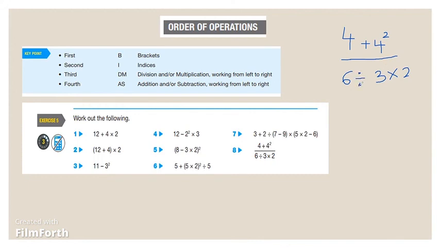So first of all, what is 4 squared? 4 squared means 4 into 4. So it's 16. So I can write 4 plus 4 squared, 4 times 4 is 16. So 4 plus 16. Down here, I will do this multiplication. 3 times 2 is 6. So what is 6 divided by 6? It's 1. Up I have 4 plus 16, it's 20. Then 20 divided by 1, I'll end up with 20, right?